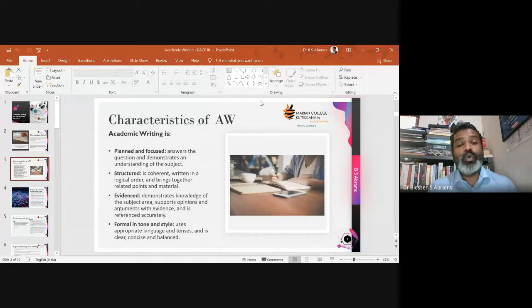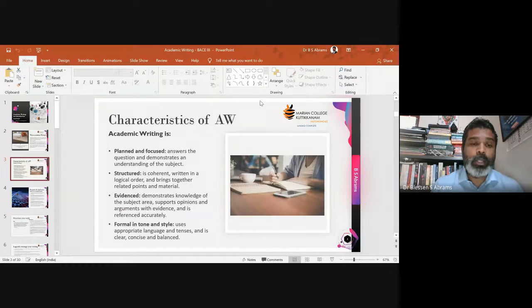So evidence means you are demonstrating a knowledge of the subject area, so that the reader will understand that you have a very clear understanding about the subject area, and that the evidence supports your opinion and your argument and is referenced accurately and cited properly. So references are very important. Citations are very important. It should be formal in tone and style, uses appropriate language and tenses, and is clear, concise, and balanced.